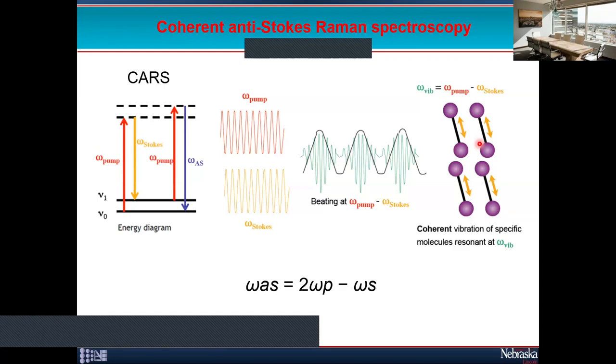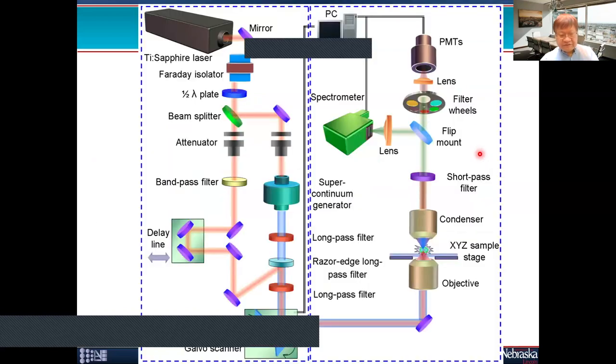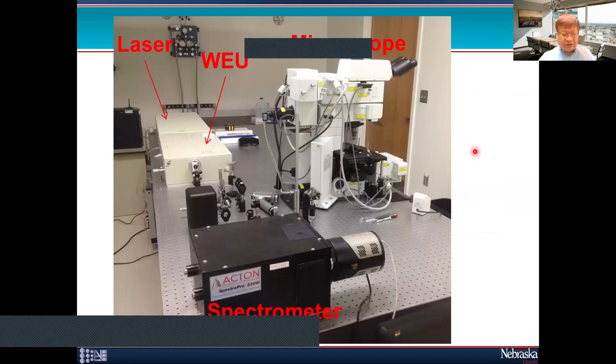Usually we use a laser source with 80 megahertz. That means each second we are taking 80 million spectra. Now you can put all these spectra together when you scan the laser beam, and you can do 3D chemical imaging of tissues and other materials. And we developed this system, and this is the configuration and the hardware.